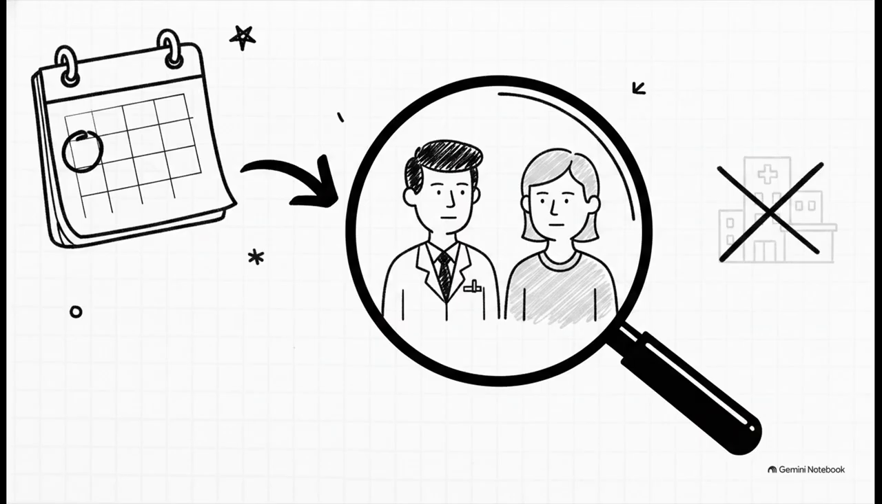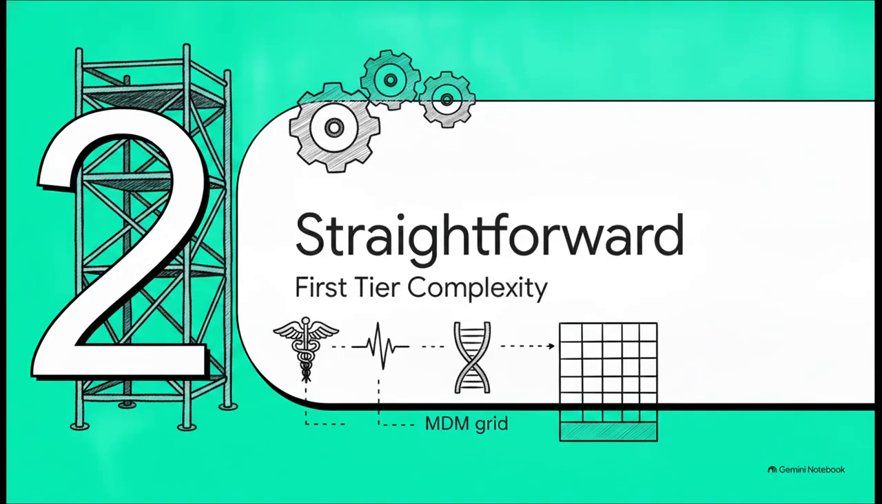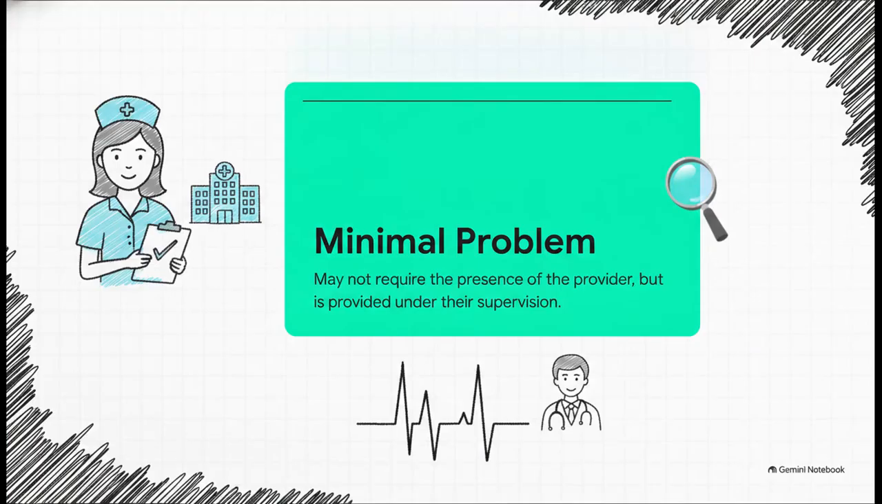Let's step it up to Section 2, decoding straightforward complexity. We're stepping onto the very first tier now. The absolute lowest level of problem we track is a minimal problem. Think of this as a problem that might not even require the physical presence of the provider in the room, but the service is still provided under their direct supervision.